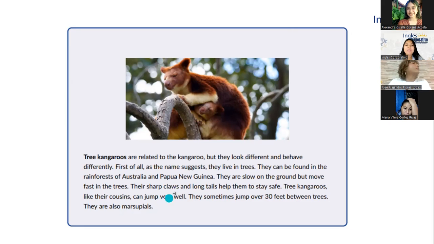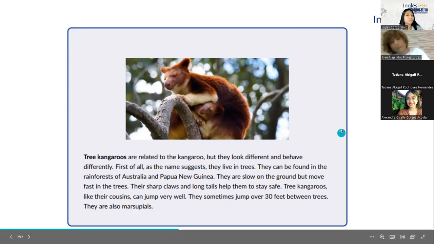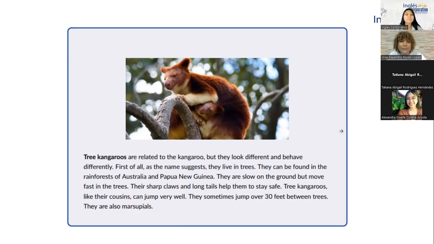Okay, guys, what is the meaning of claws? I don't know. Las garras. Claws, garras. Your dog has claws. Your cat has claws. Your turtle has claws. Las garritas, la uñita de ellos. Las garras. Very good. Okay, so tree kangaroos. Do you like tree kangaroos? No. Okay, maybe yes, their appearance, right? It's not that beautiful.